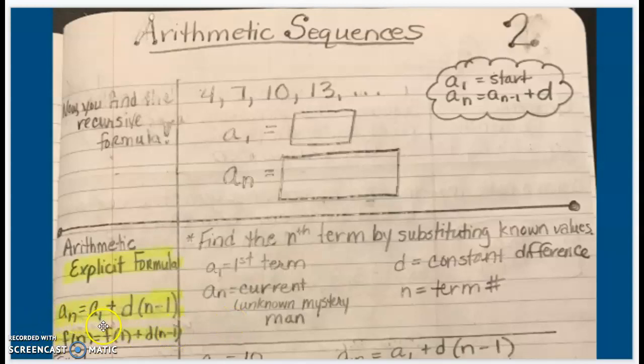a sub n is equal to a sub 1 plus d times n minus 1. Or mathematically speaking, the unknown term is equal to the first term plus the common difference times the number of the term that you're trying to find minus 1. And of course, here it is with f of n. So that is the basic formula.